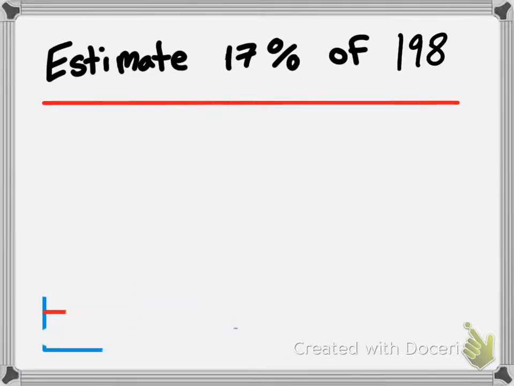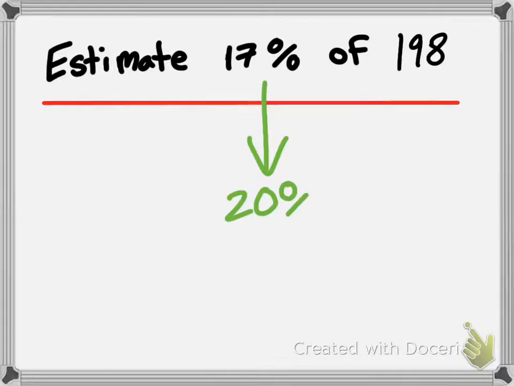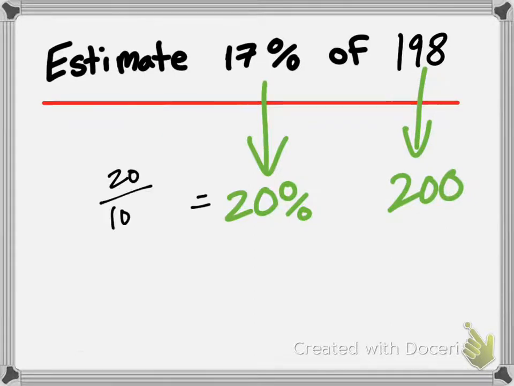17% of 198. This one's a really good one too, because we see 17 becomes, let's say, perfect, 20. I like it. Ends in a 0. 198. Yeah, I like it. 200. 20%. That's 20 over 100. End in zeros. Cross off our zeros. That's 2 over 10. 1/5.